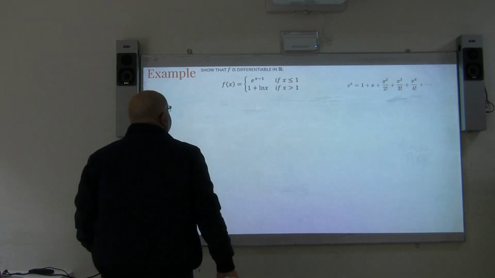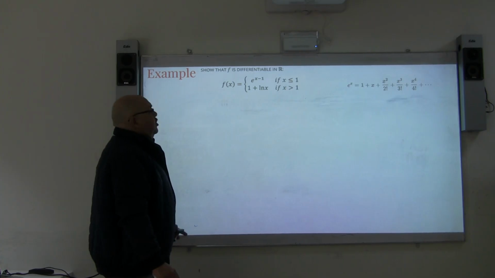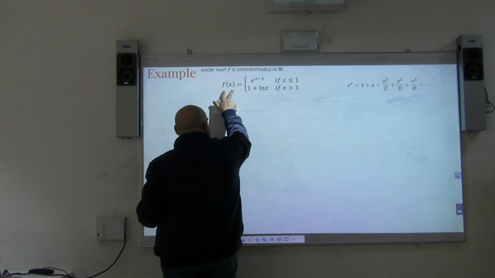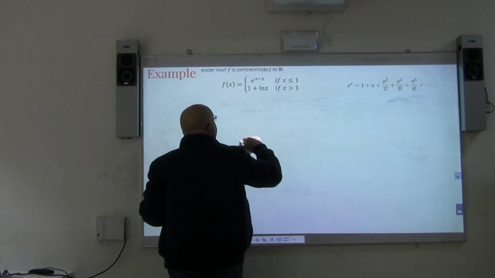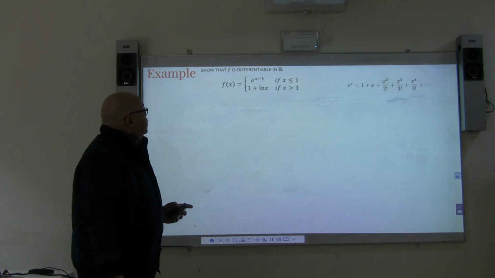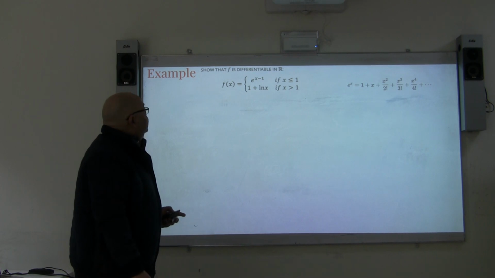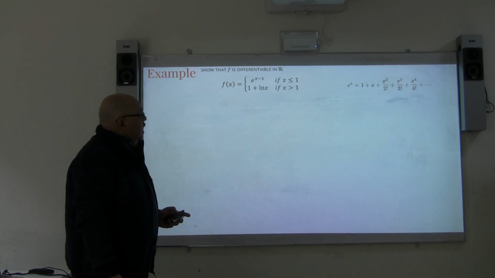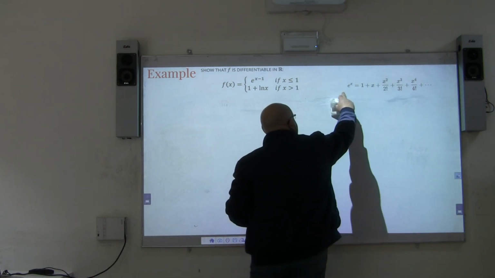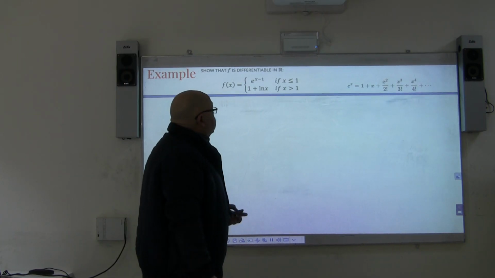Okay, let's test this function. He is asking you to show that f is differentiable in R, and giving you the function to be tested, f of x, which is a function defined on more than one domain. It is e to the power of x minus 1 if x is less than or equal to 1, and 1 plus 10x if x is greater than 1. Okay? Leave this expansion. I will tell you what we are going to do with it shortly. I want to start with the differentiability.